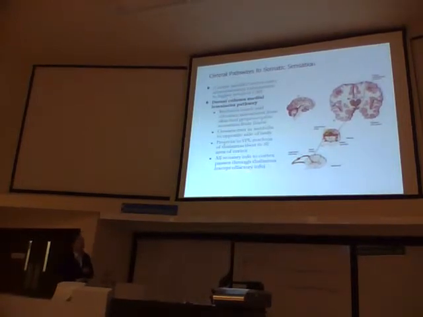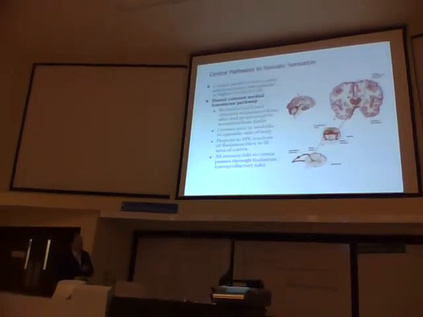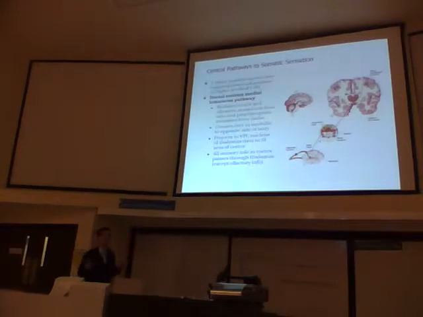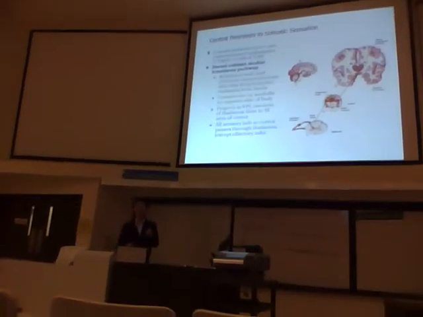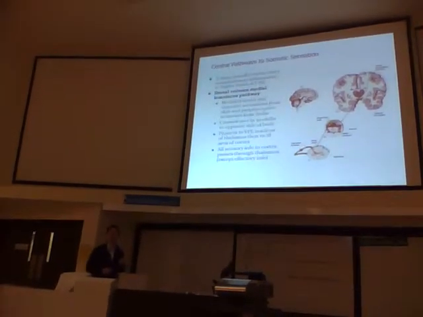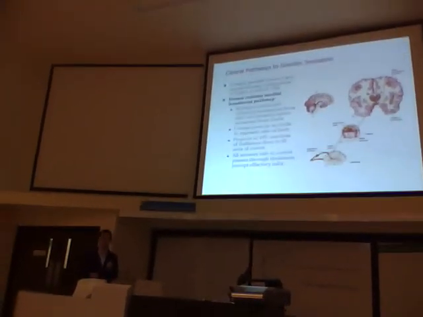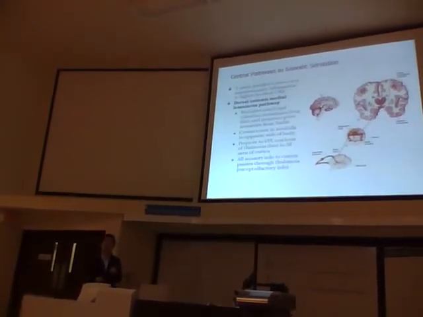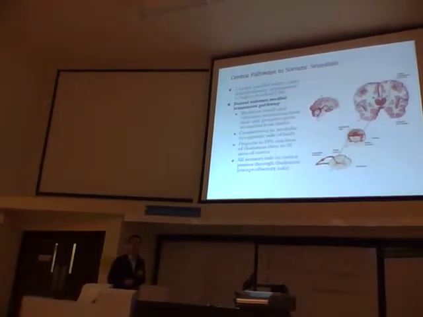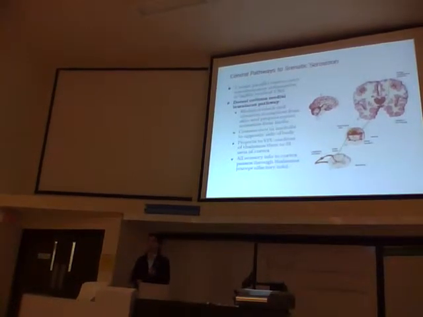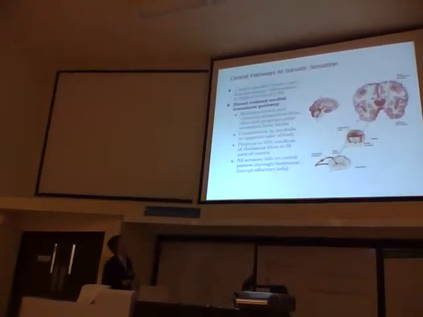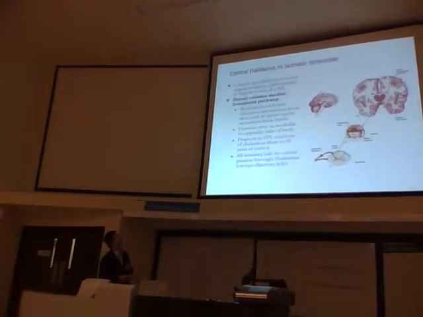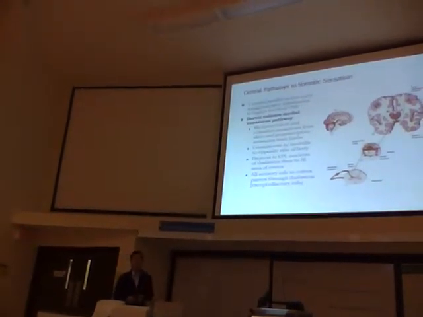So with the exception of smell, all sensory information from the periphery goes through the thalamus. Okay? Sound, vision, taste, touch, pain, and temperature all go through this critical relay station called the thalamus.